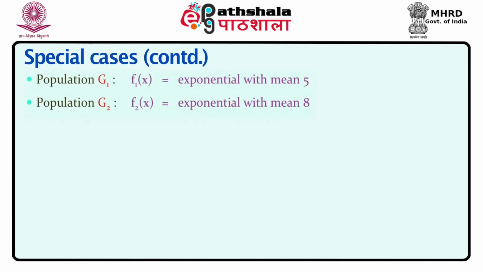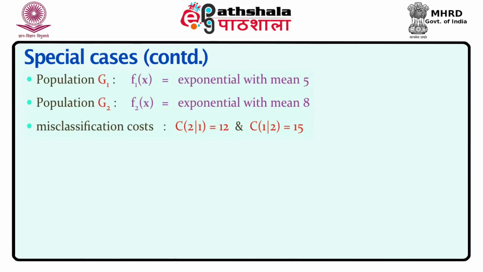Suppose we have a population G1 which is characterized by the density function f1(x), which is an exponential distribution with mean 5. Similarly, we have a second population G2 which is characterized by an exponential distribution with mean 8. And we need to place individuals in one of these two groups.